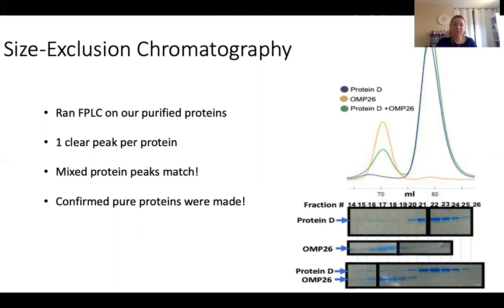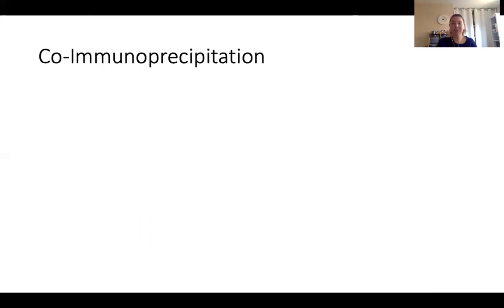And then the green peak was where AMP26 and then protein D were eluted. So there is one clear peak per protein, and then the one containing the MITs had matching peaks to the correct protein. And Mangels confirmed that they were very pure and nothing else was contaminated. So this confirmed our pure proteins. So from there, we went to a co-immunoprecipitation study.